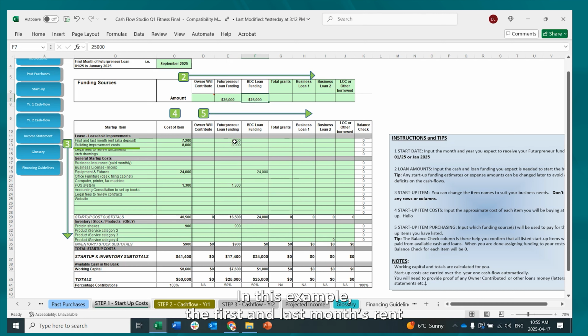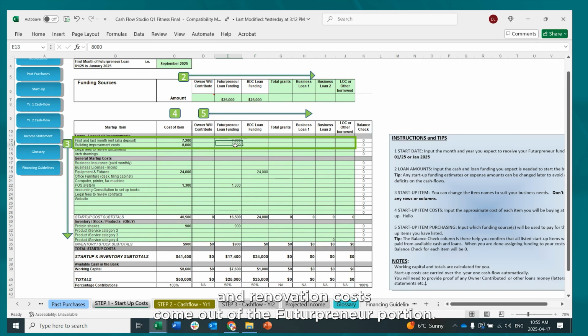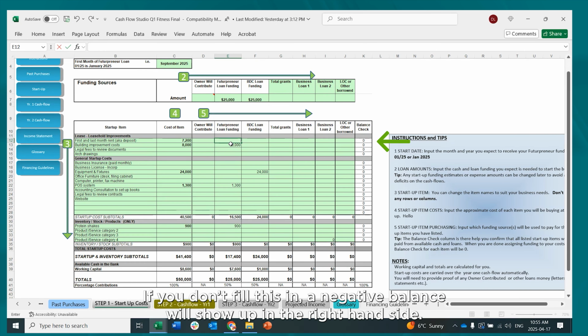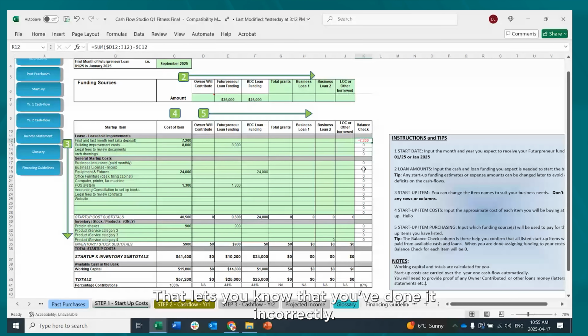In this example, the first and last month's rent and renovation costs come out of the Futurpreneur portion. If you don't fill this in, a negative balance will show up on the right-hand side. That lets you know that you've done it incorrectly.